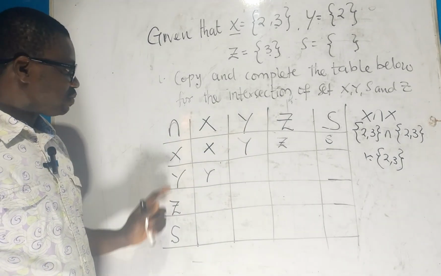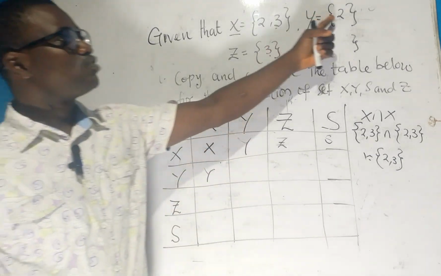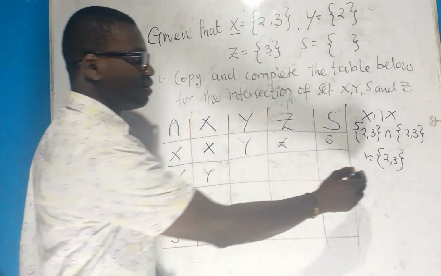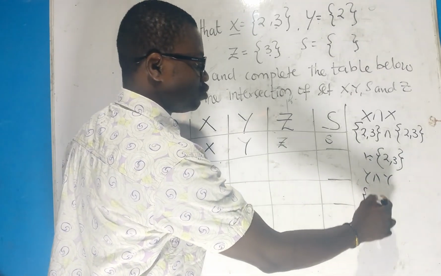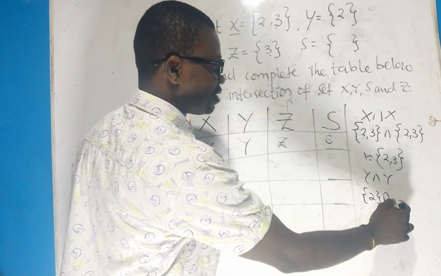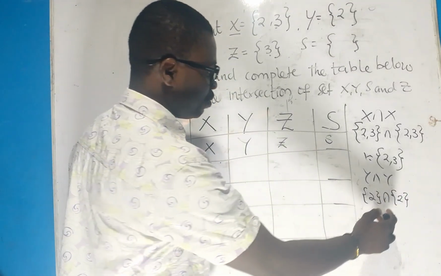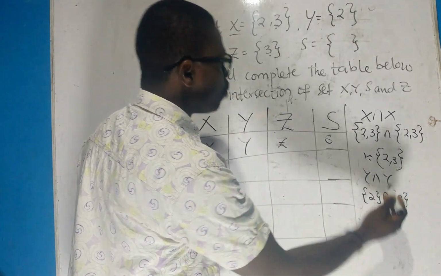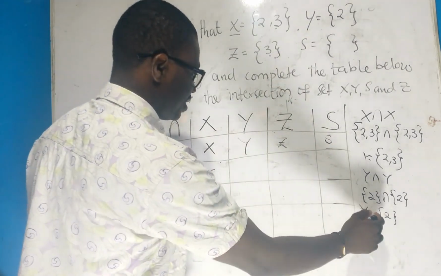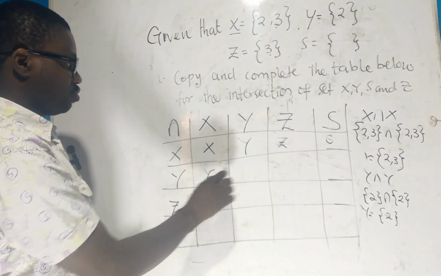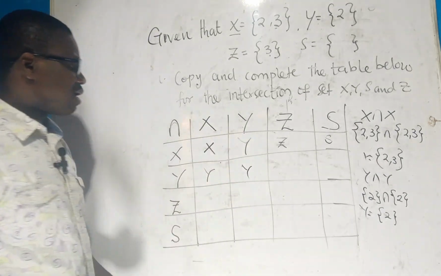Now let's continue. Y intersection y. It means that y is intersecting itself. So you have y intersection y, which is 2 intersection 2, and that is going to give you 2. Which of the sets contains 2? The y. So y intersection y is y. Now let's move on.